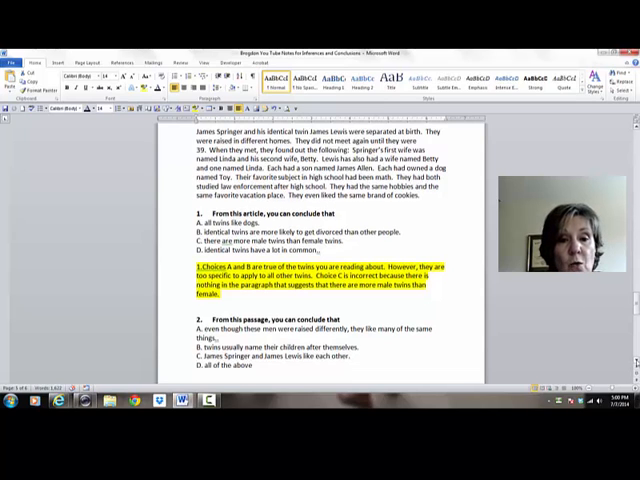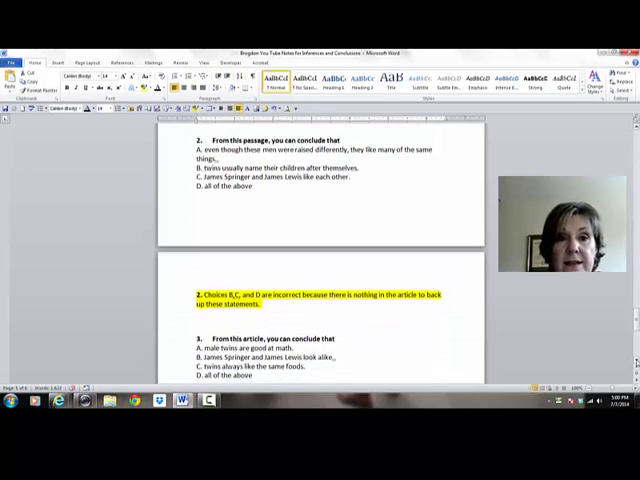From this passage, we can conclude that even though these men were raised differently, they like many of the same things. Twins usually name their children after themselves. James Springer and James Lewis like each other. All of the above. Well, choices B, C, and D are incorrect because there's nothing in the article to back up that they name their children after themselves or that they like each other. So those can't be it. So it has to be that even though they were raised differently, they like many of the same things. And I think it tells us that in the passage.